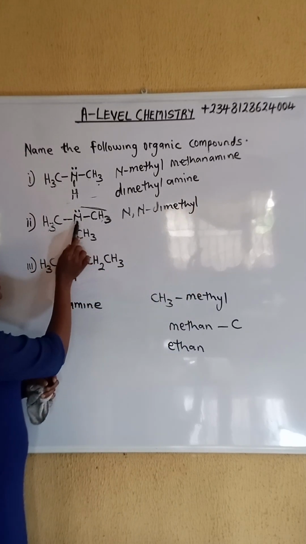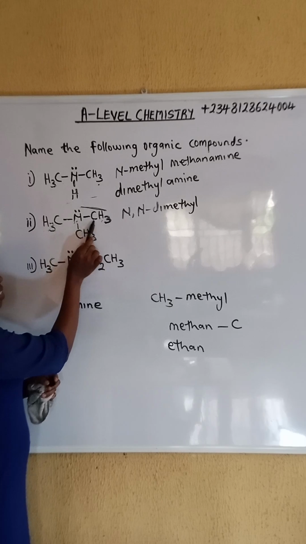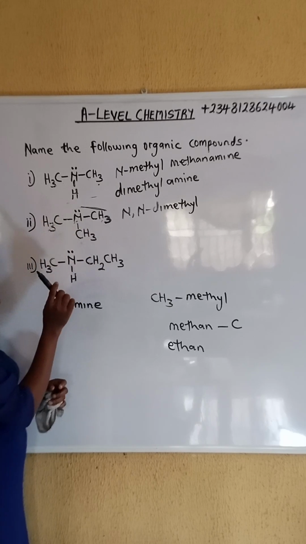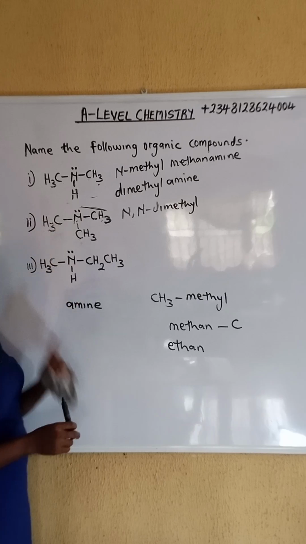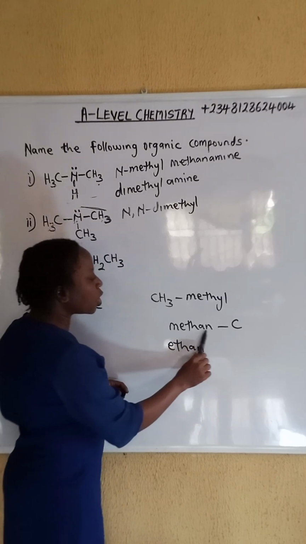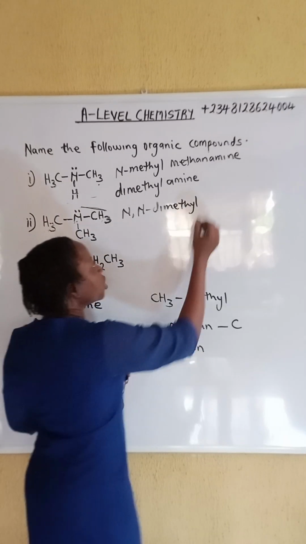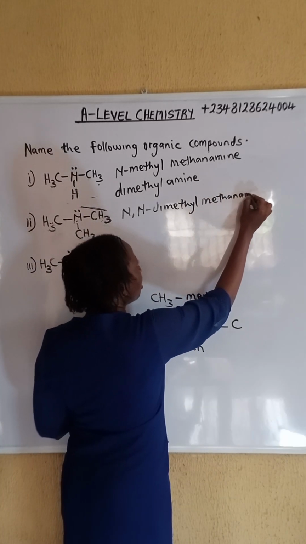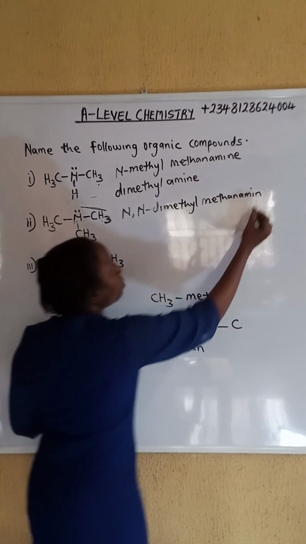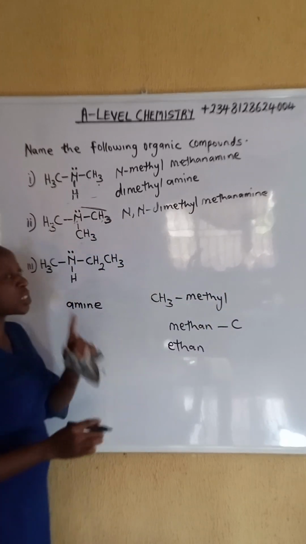You can see that the functional group is attached to one carbon atom. So we are picking this carbon atom with this functional group as the parent chain. When you have one carbon atom, you call it methane. So that will be methanamine. That is the first name.